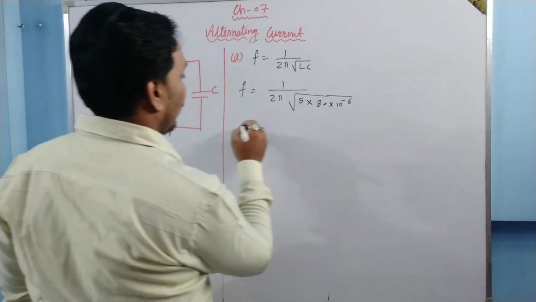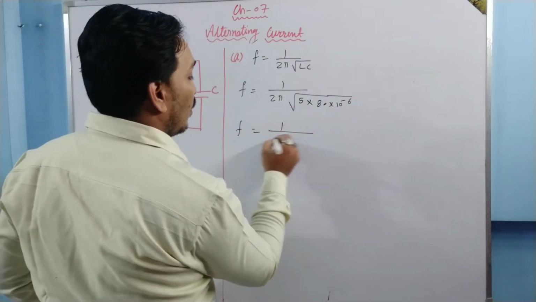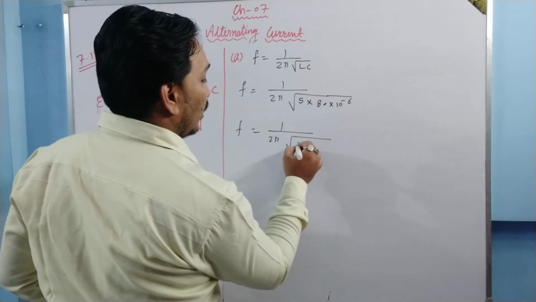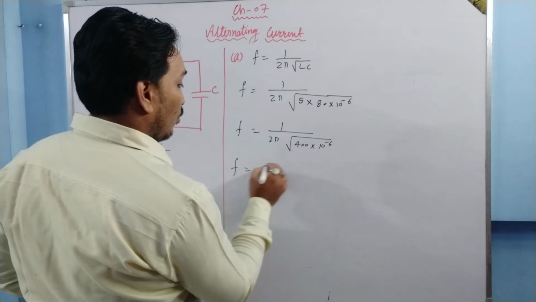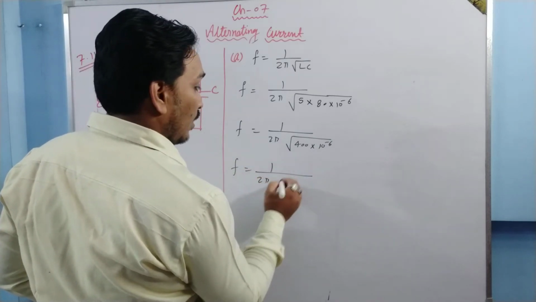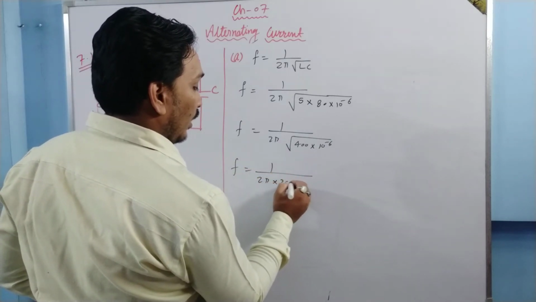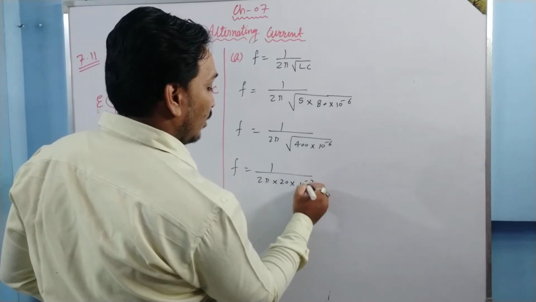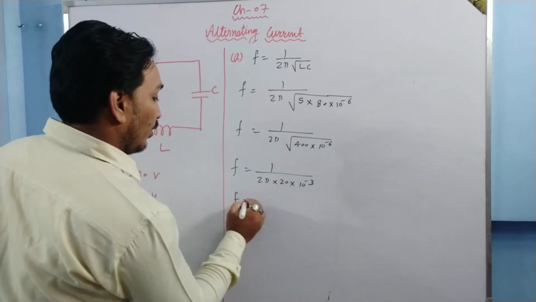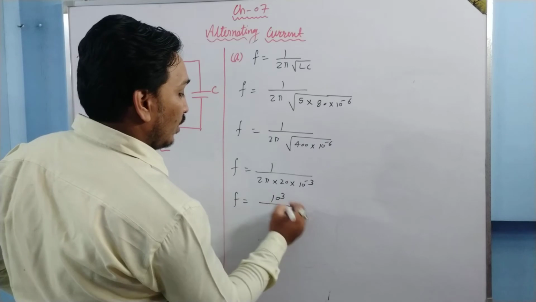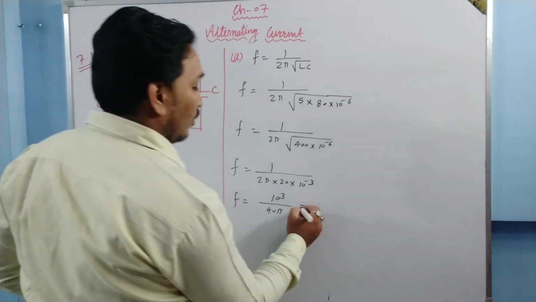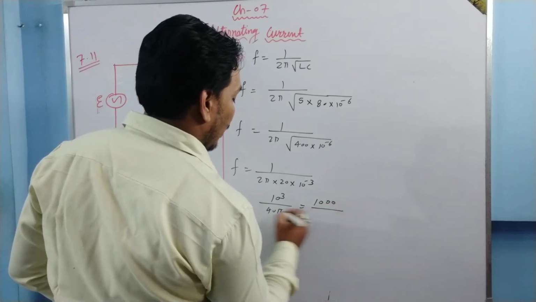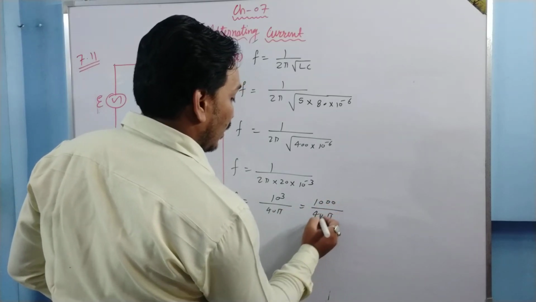80 multiplied by 5, it will become 400 multiplied by 10 to the power minus 6 under the root, with 2 pi outside. If we take the square root of it, then we are going to have 20 multiplied by 10 to the power minus 3. 10 to the power minus 3 goes in the numerator. It becomes 10 to the power 3. 2 times 20 is 40, so 40 into pi. So 10 to the power 3 is 1000 upon 40 into pi.